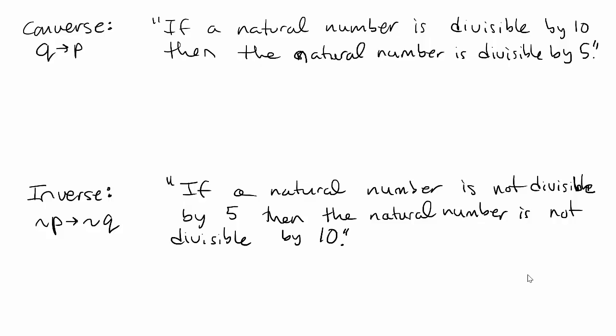Okay, let's look at the converse. If a natural number is divisible by 10, then the natural number is divisible by 5. So if we have a number and we can divide that number by 10, are we guaranteed to also be able to divide that number by 5? Think about it for a second. And this would be true.